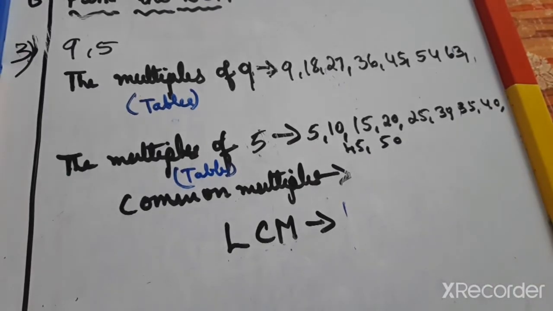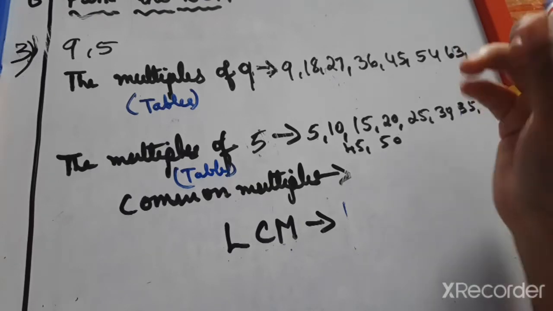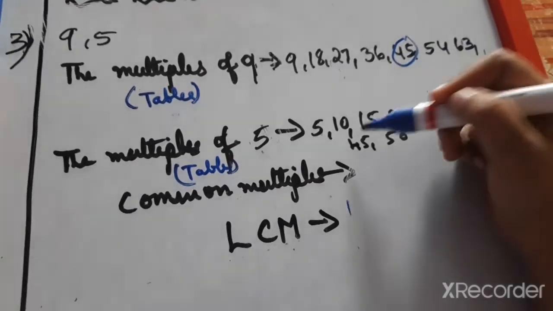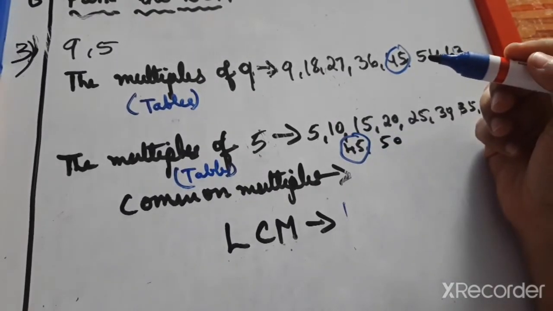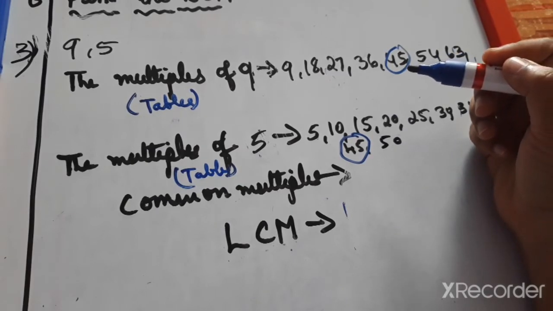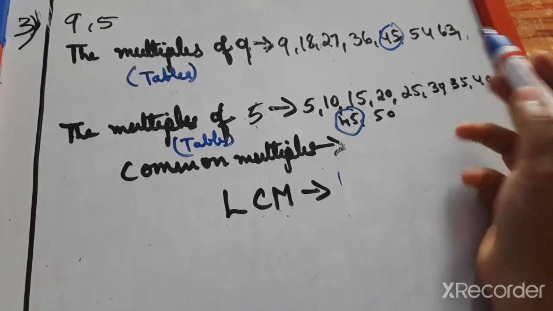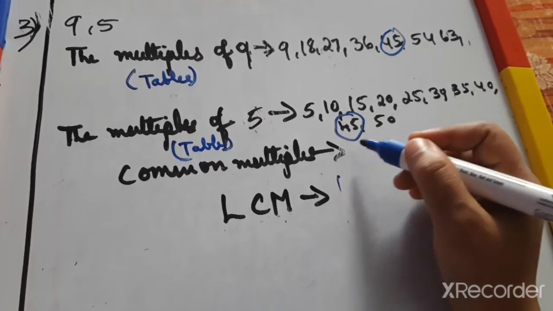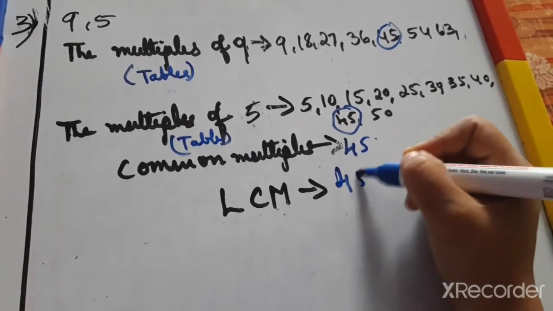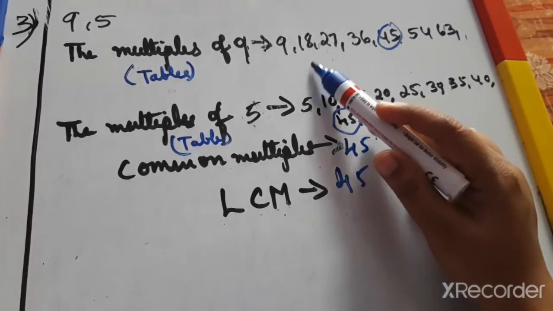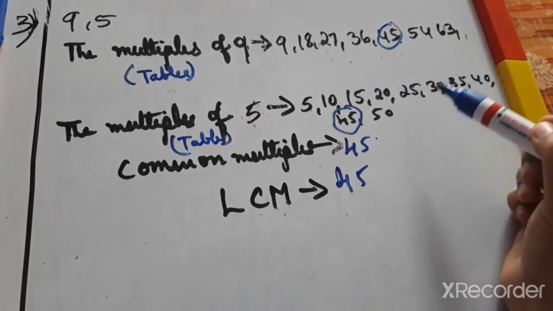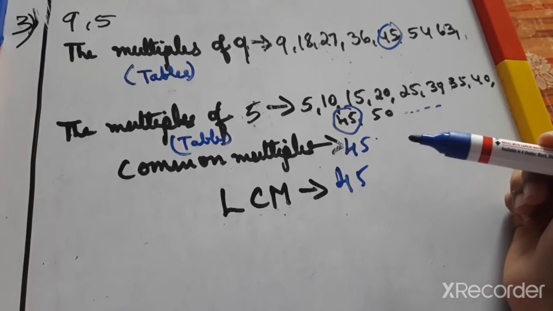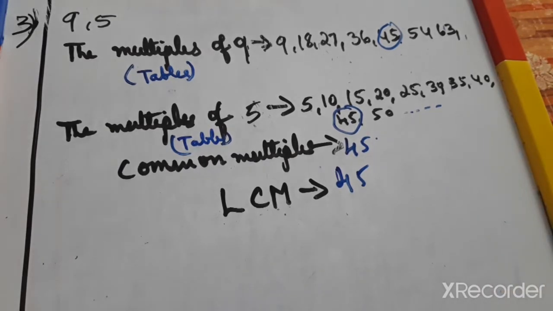Any common multiples here? Which number is common? 45, yes, 45. We can extend the numbers till 72. The common multiple here is 45, and the least common multiple is also 45. If you continue with 9 tens, 11s, 12s, 13s, we get more numbers, but if you extend here also, the least common multiple is 45.